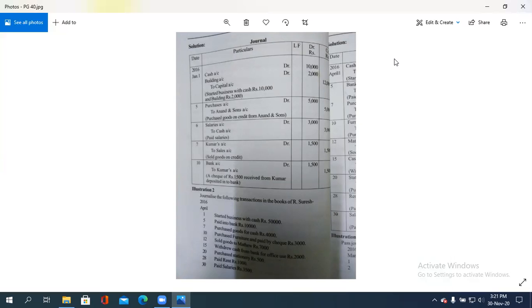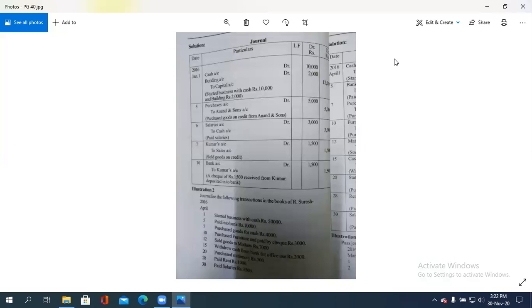Purchased stationery. Stationery is an expense. So stationery account debtor to cash. Because it is not related to bank. If it is related to bank, then only bank will be credited. Otherwise, wherever the expenditure, cash is to be credited like that. So stationery account debtor to cash.